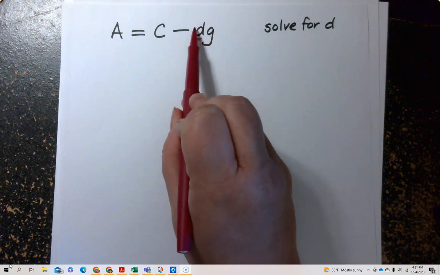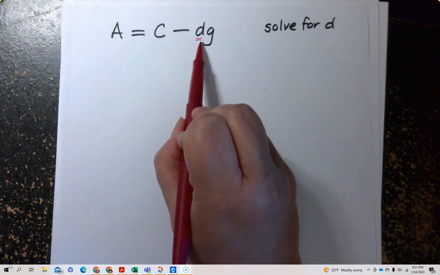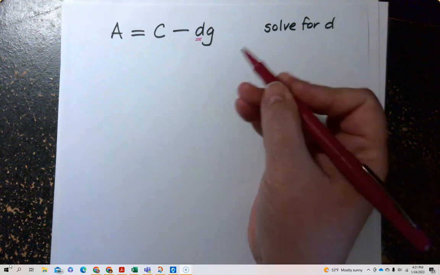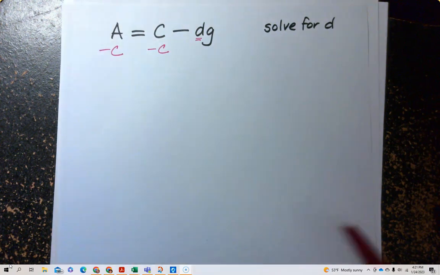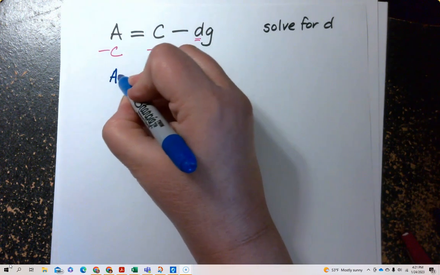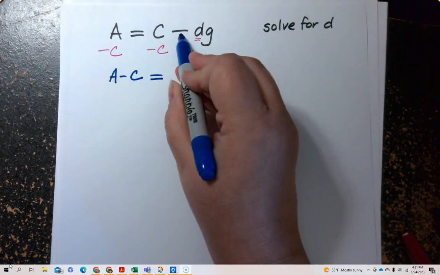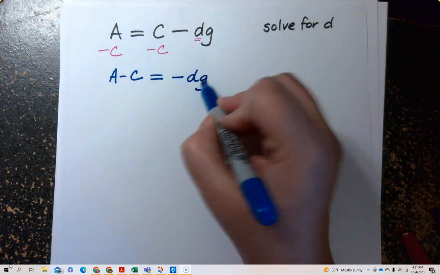Another way of thinking of this is we're going to start out with moving anything that is added or subtracted to our term, and then go to multiplication, like between the d and the g. So this is a positive c. I can get rid of it by subtracting c. So now the left-hand side of my equation says a minus c. And the right-hand side of my equation says, don't forget this is still here, negative dg.